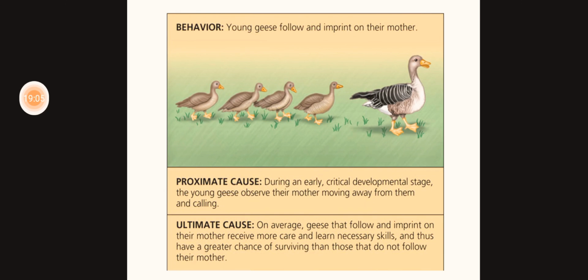Young geese follow and imprint on their mother. Proximate cause: during an early critical developmental stage, the geese observe the mother moving away from them and calling. That's the imprint behavior when they follow. And ultimate cause: on average, geese that follow and imprint on their mother receive more care. Why did they do this? That's the ultimate cause.